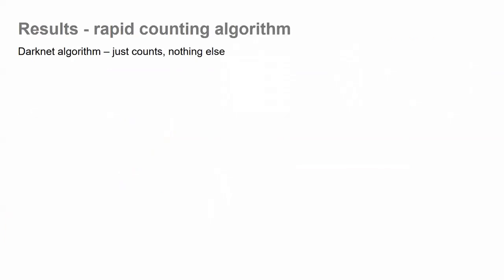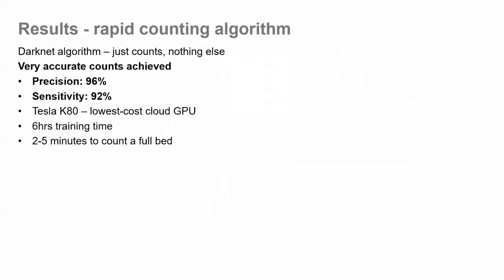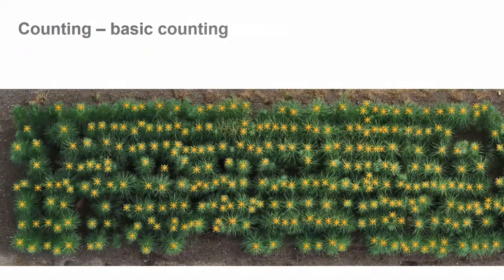The Darknet model that we trained just to rapidly detect seedlings produced excellent results. The precision of the model was 96% and the sensitivity was 92%. Importantly, we achieved this using a Tesla K80, which is the lowest cost cloud GPU for training these types of models. Although it took 6 hours of training time, we were able to detect all of the seedlings in a bed in around 2 to 5 minutes. This is important because it means that not only is the Darknet algorithm accurate, but it's scalable, potentially to tens of thousands of seedlings. This slide shows the results of the Darknet algorithm applied to the full panorama using the tile, predict, aggregate method that we described earlier.